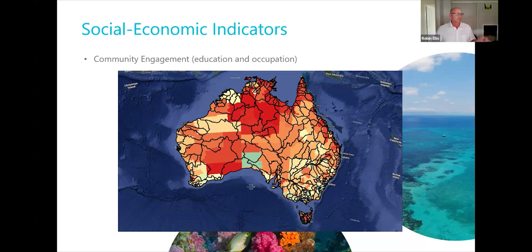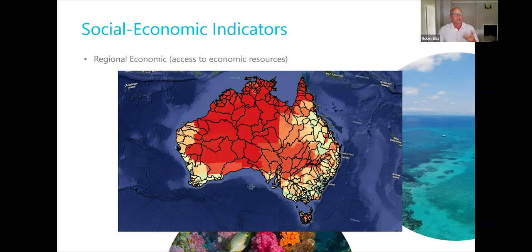So in this particular picture, we see our indicator of community engagement, which is using the index of education and occupation as put out from the latest census data. It's another data set covering all of the country. You can see there's a bit more definition down around the Victoria, New South Wales area, because this data set is in fact aligned to a more finely resolved spatial feature layer. And this is regional economic, one of the indices again put out by the ABS. That's the access to economic resources.